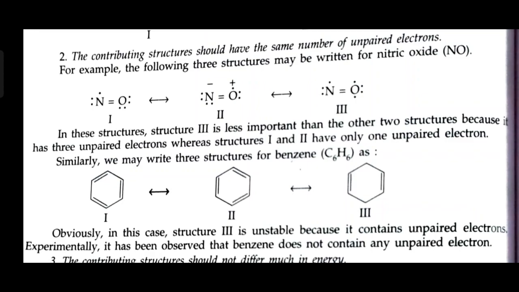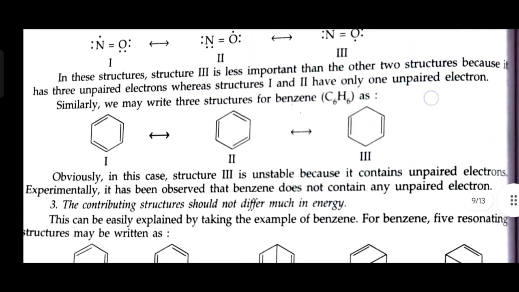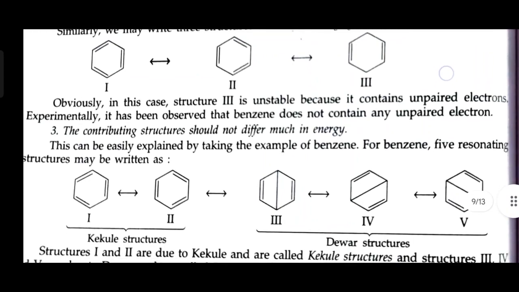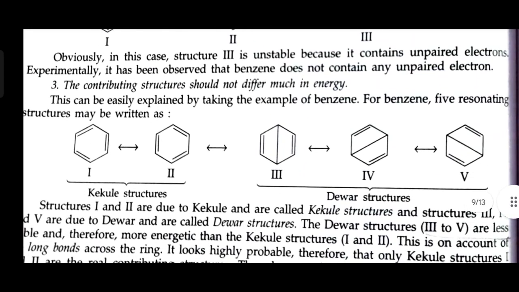Similarly, we have written 3 structures for benzene, C6H6, as follows. Obviously, in this case, structure 3 is unstable because it contains unpaired electrons. Experimentally, it has been observed that benzene does not contain any unpaired electron. Third, the contributing structures should not differ much in energy. This can be explained by taking the example of benzene. For benzene, 5 resonating structures may be written as follows.